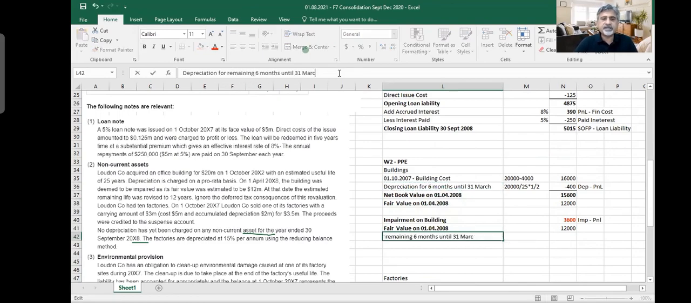6 months until 30th September, the last 6 months of the year. Let me just say remaining 6 months. So now it will be 12 million because now the value is 12 million and remaining life is 12 years. They tell us in the question that it is 12 million and the remaining life has been revised to 12 years. So I need to calculate new depreciation.